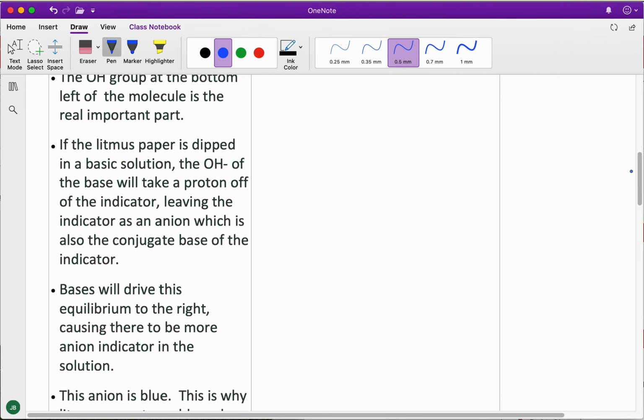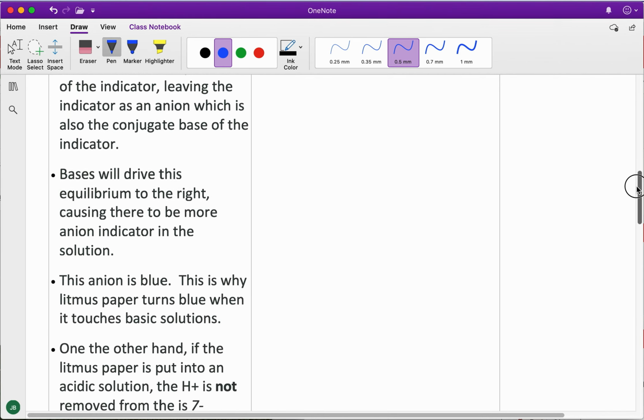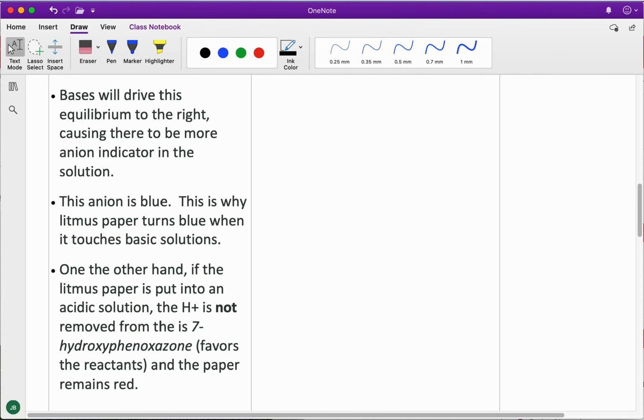Now, bases are going to drive this equilibrium to the right, causing there to be more anion indicator in the solution. That anion indicator is blue in color. So this is why the litmus paper turns blue when it touches a basic solution. Otherwise, when you dip that litmus paper in an acidic solution, it stays red. It doesn't change colors because that H plus, that proton, is not removed from our fancy molecule.